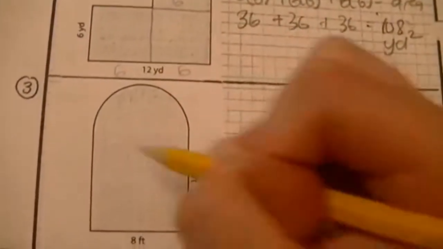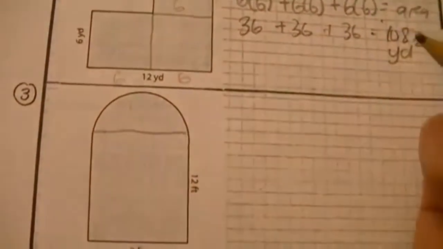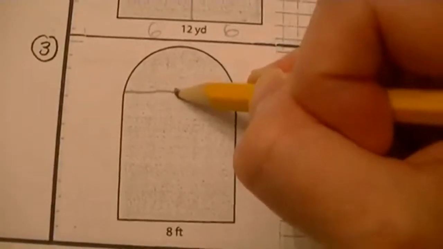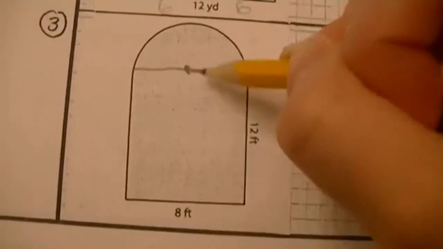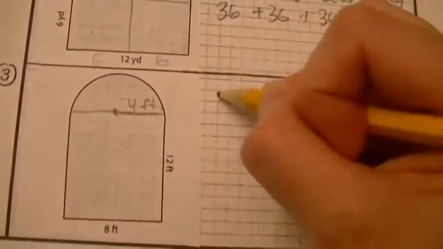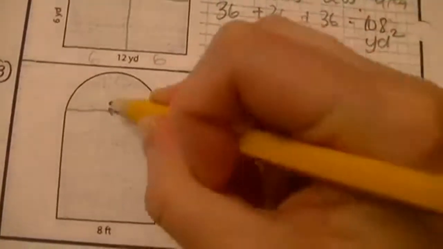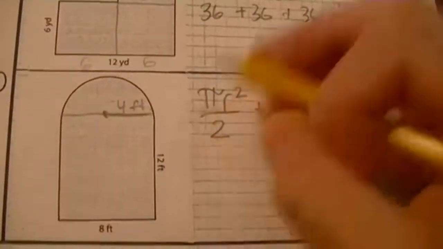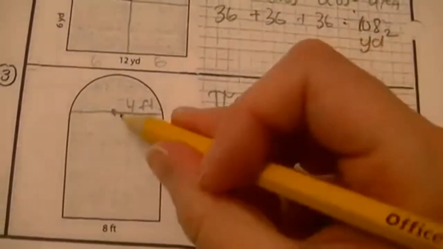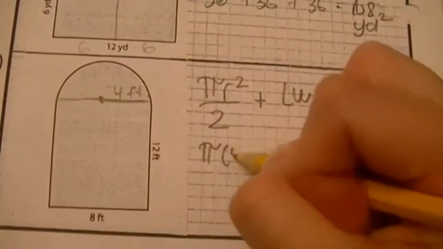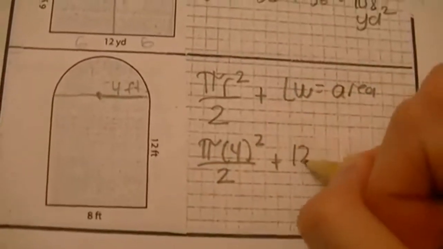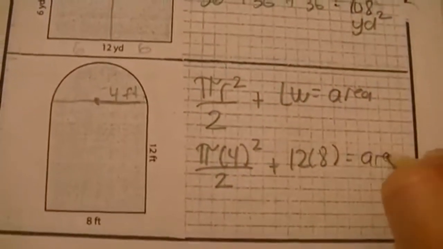Okay, right here, oh look, it's a semicircle and a rectangle. So the radius of a semicircle, from here to here, half of 8 is 4. I'm going to find the area of that first. Pi r squared, then divided by 2 because it's a semicircle, plus length times width. So pi times 4 squared divided by 2, plus 12 times 8, to get the area.